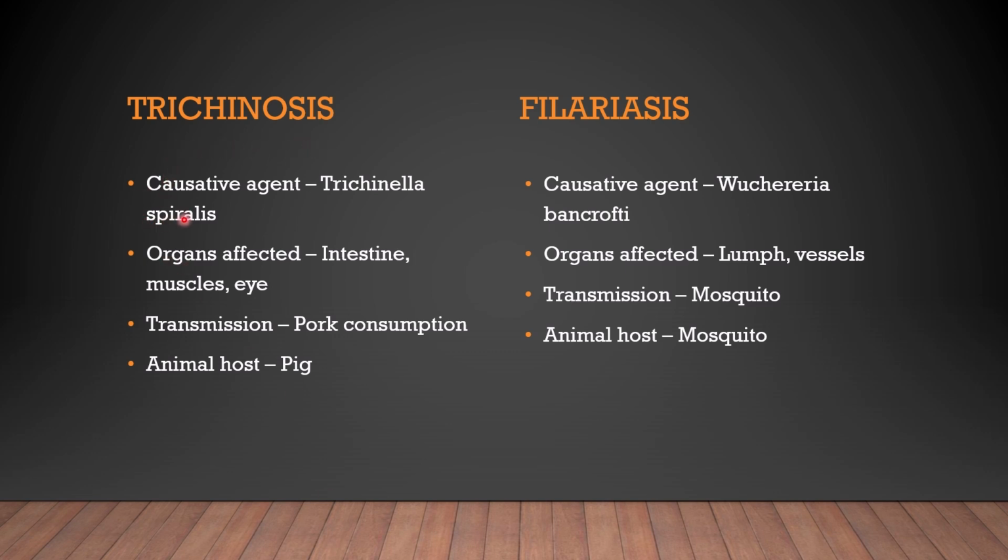Trichinosis. The causative agent of trichinosis is Trichinella spiralis. The organs affected are the intestine, muscles, and eye. Transmission is through pork consumption. The animal host is the pig.